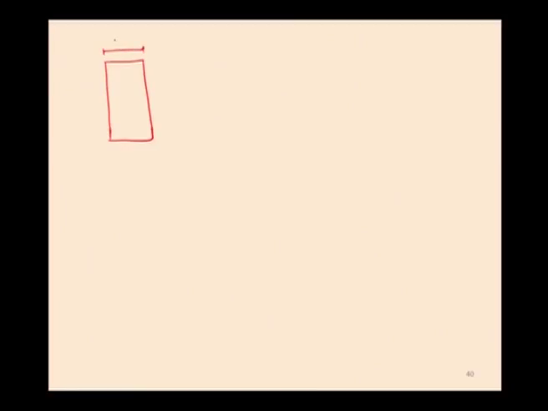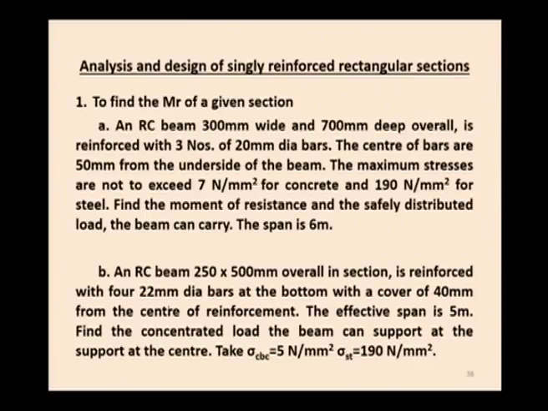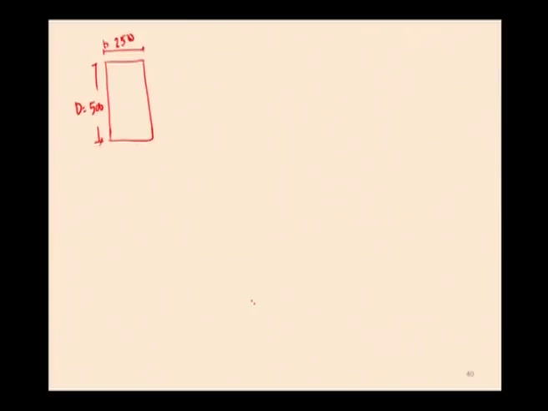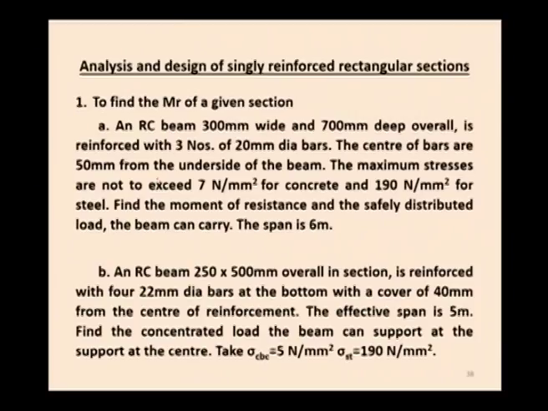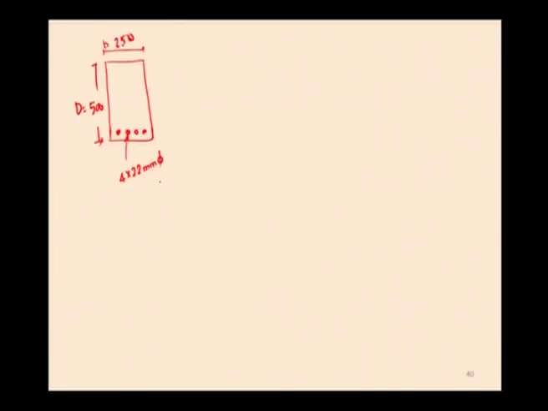This is 250 and this is 500 overall, that is D is equal to 500, B is equal to 250, reinforced with 4 numbers of 22 mm diameter bar at the bottom with a cover of 40 mm.